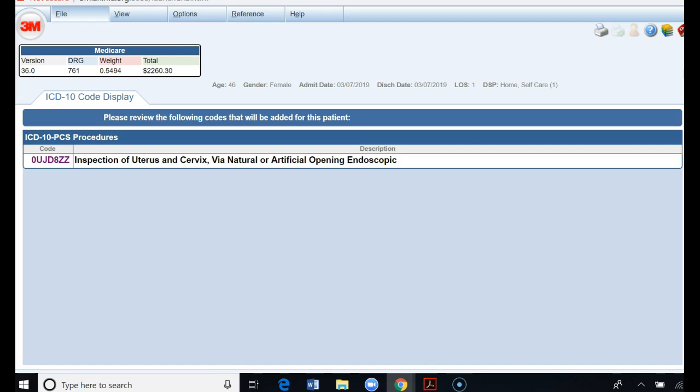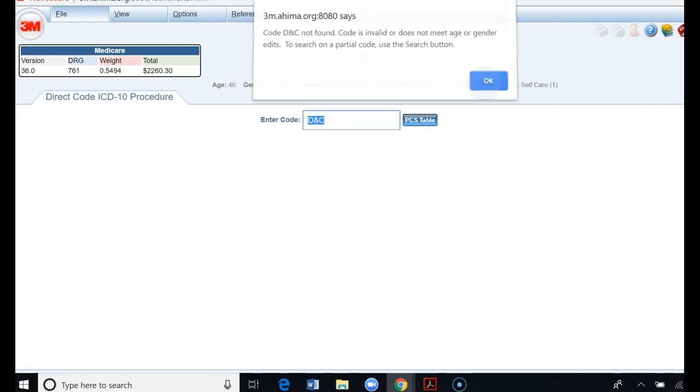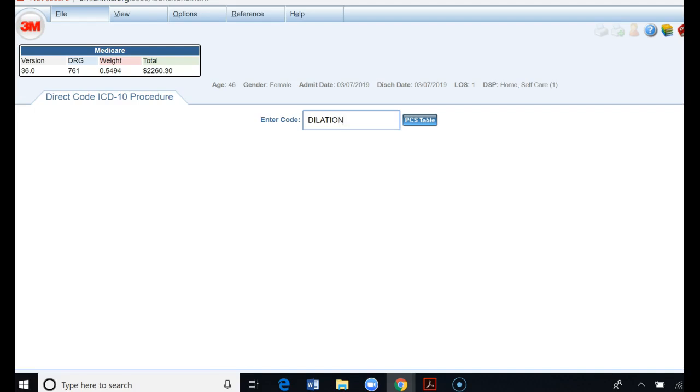Again, if we had known that the D&C was done through a hysteroscopy, we would only need one code. But since these are two separate procedures, with the hysteroscopy they just went in and looked and left, and the D&C is when they went in through the vagina and took the tissue. So that's separate. So we're going to add that procedure now. So I'm just going to type D&C. It didn't give me enough information. So type dilation.